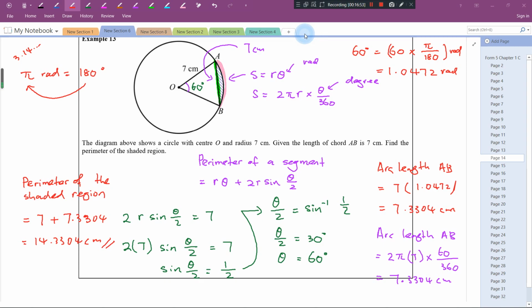Okay, that's all for this video. Hopefully you understand better about this perimeter of segment.